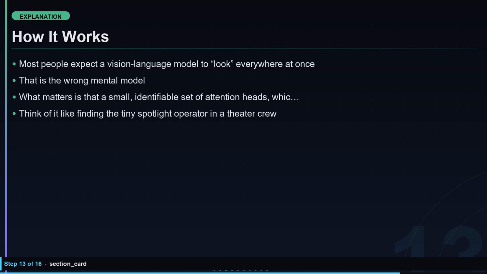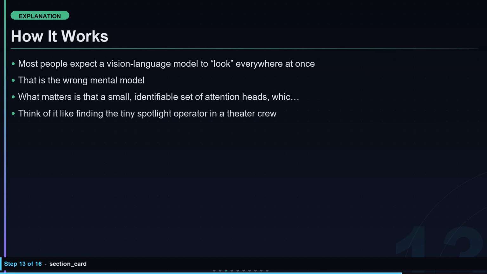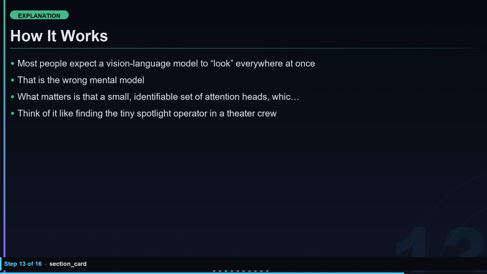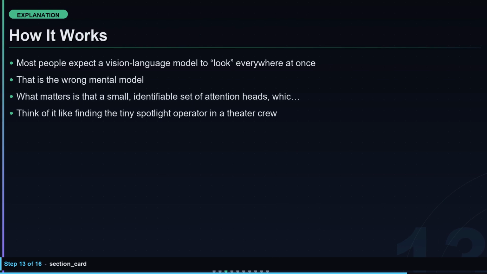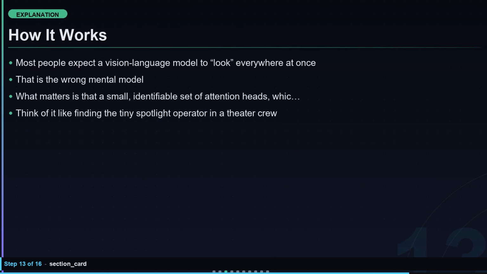This also explains the common mistake people make. If you randomly poke heads, nothing useful happens, because those heads are not the ones steering visual focus. And if you blast every head at once, you usually break generation entirely. The safe move is to verify the mechanism on the specific model family and checkpoint you are using, because some frozen encoder systems do not show the same head pattern.